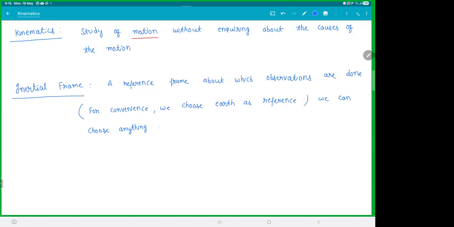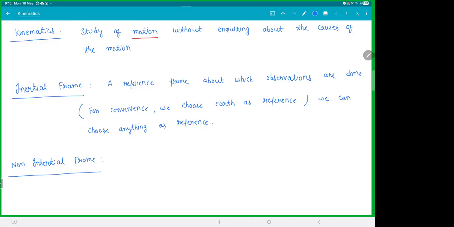Yeah, but once you say it's a reference, stick to it. Then we also define something called non-inertial. But I'm saying for our level, we will always stick to Earth as a reference frame. So we will talk more about this in the next chapter, but roughly a little idea.